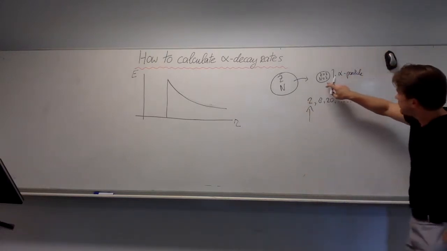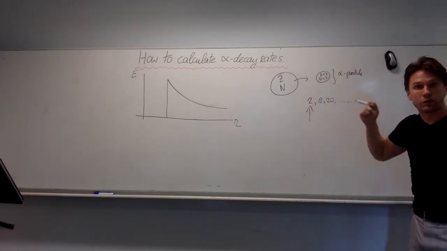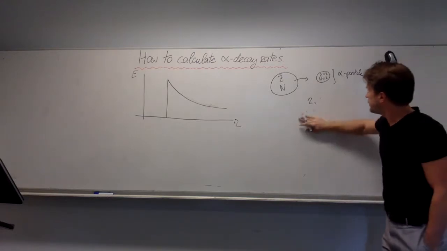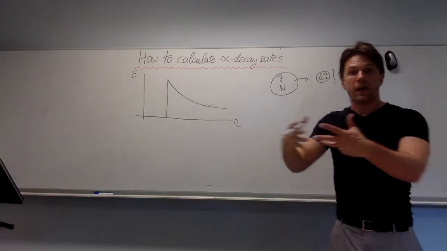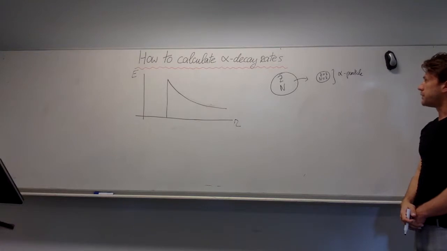Now, this one has exactly that. 2 protons, a magic number, 2 neutrons, also a magic number, so it's called a double magic nucleus, and therefore it's extremely stable. So this is why, if a nucleus decides to send out a combination of protons and neutrons, this is the one it will probably go for, the alpha particle.